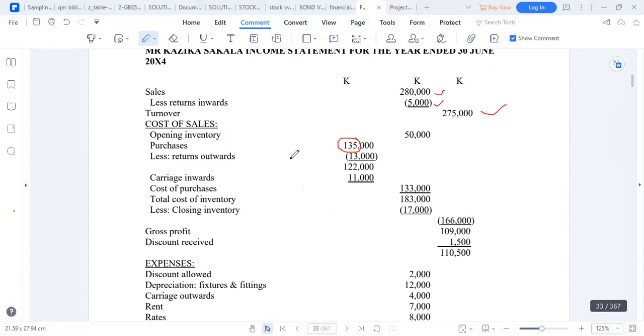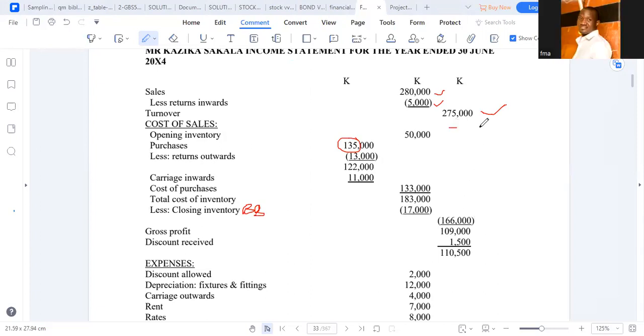Then less purchases returns, then you can add the carriage inwards. So these are cost of purchases. We less closing stock. This closing stock appears in both. So when we subtract the closing stock, this is called the cost of what? Sales. So we subtract the cost of sales from our sales turnover to get our gross profit. Since we had discount received, we add it. So this will give us our new gross profit.